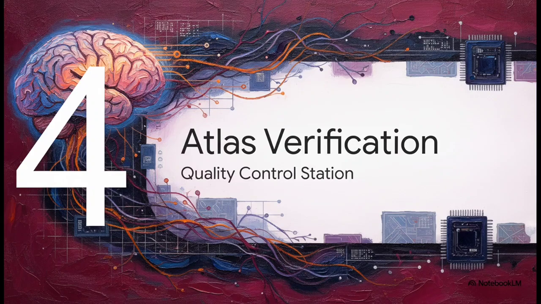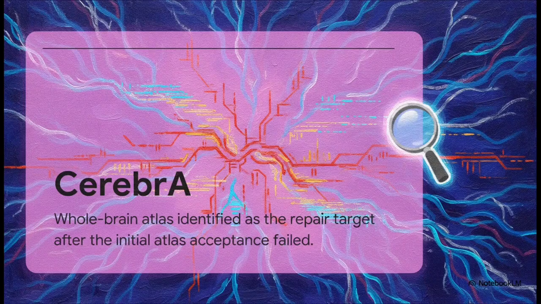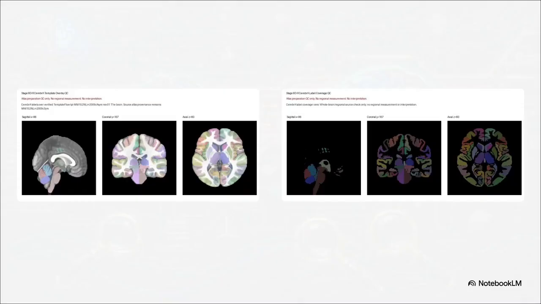Welcome to the quality control station. Now, this is a seriously phenomenal detail from the source data. It turns out Stage 8D originally ended with a failure. It initially failed its whole brain atlas acceptance. But the pipeline actually has built-in repair protocols. It immediately triggered Stage 8DR, identifying Cerebra A as the repair target, which prompted a reattempt that successfully verified Cerebra A as the whole brain atlas candidate. I mean, it perfectly shows the resilience and the incredibly strict standards of this process. Side by side here, we can visually confirm this geometric compatibility.